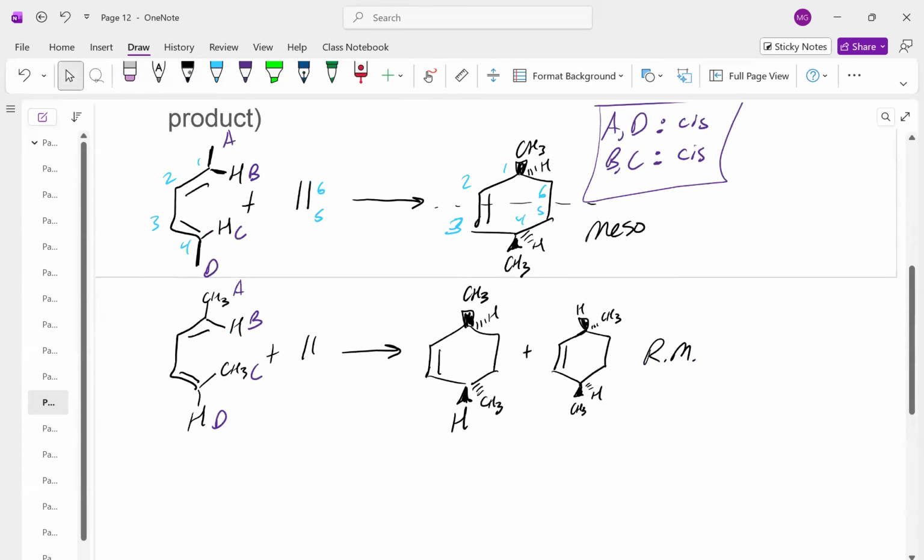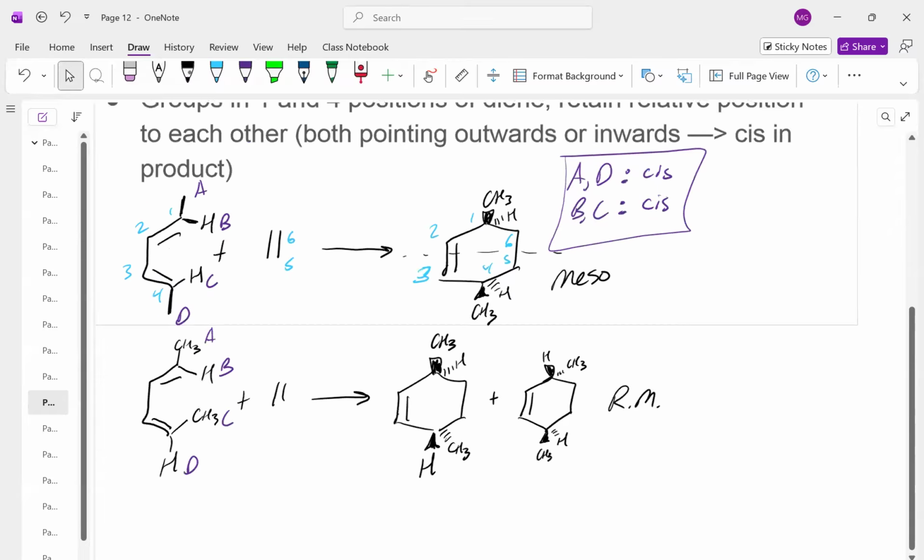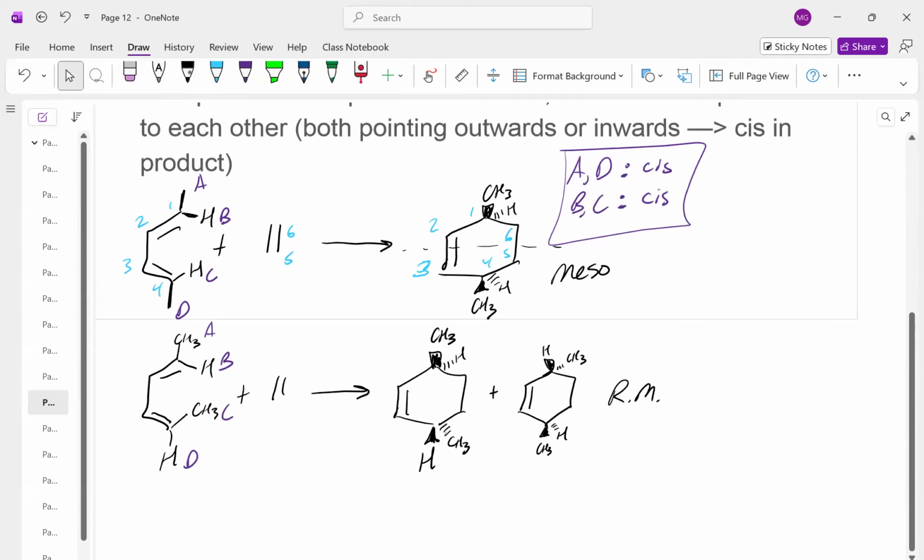So do we still have to worry about this stereochemistry stuff? Absolutely. You cannot forget it. You won't be able to even forget it next semester either.